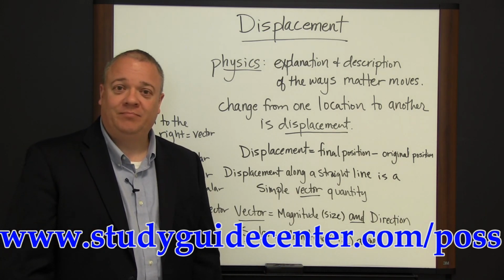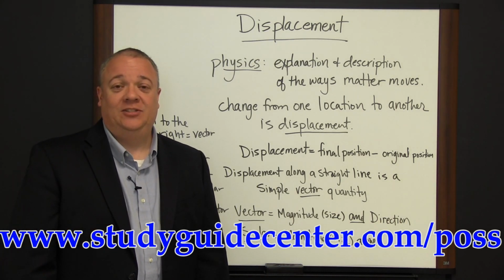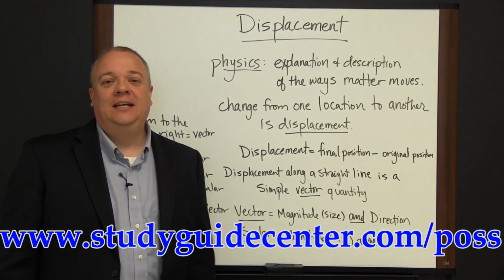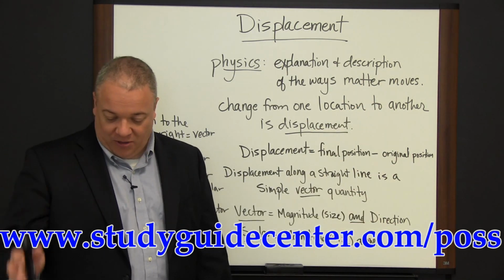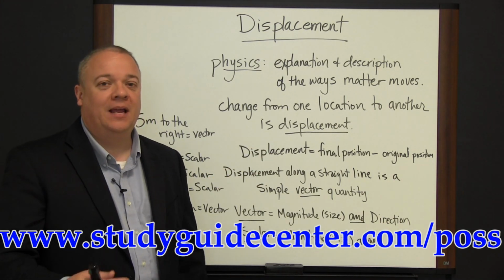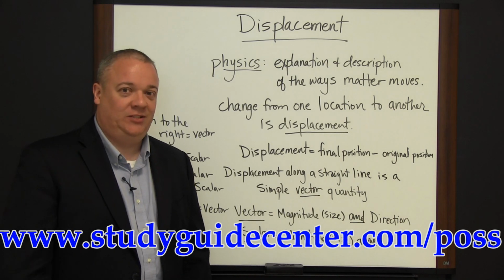Hitting a golf ball, displacement. It starts on the tee and it ends wherever the shot ends, and that movement of the ball starting on the tee and ending up out in the fairway, hopefully, in physics is called displacement.